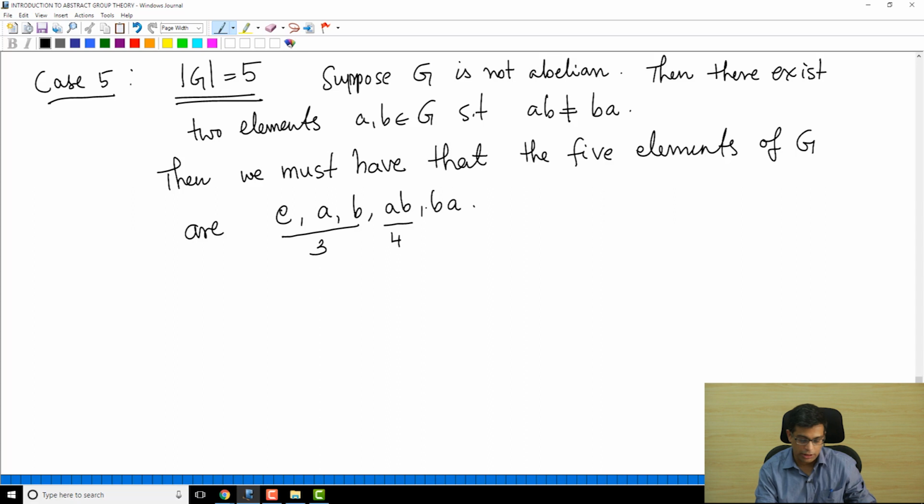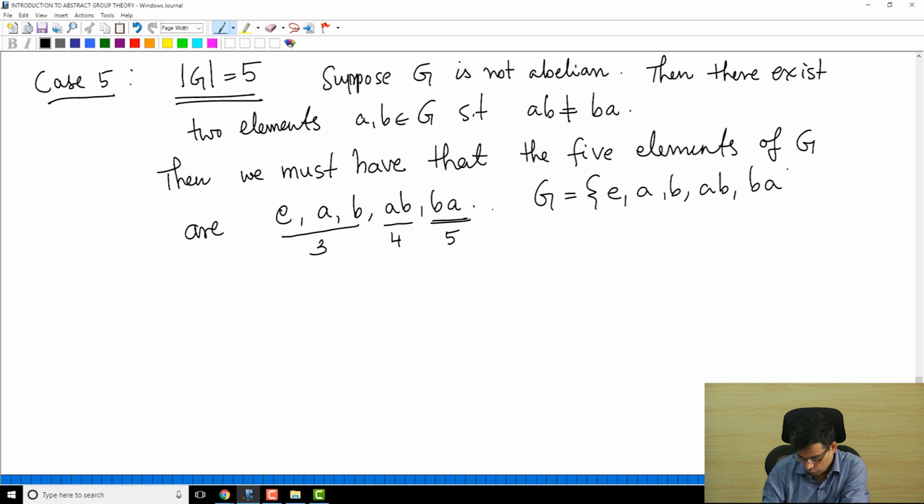But now, in case 4 that is done and BA must be one of them, and it has to be abelian, but now we have room for one more element. BA cannot be E, because B and A are not inverses of each other, it can't be A, it can't be B, and it is not equal to AB also, because A and B do not commute. So, in other words, this is G. This is our first observation, G must be like this. We are going to get a contradiction.